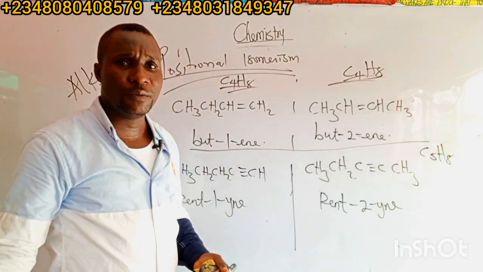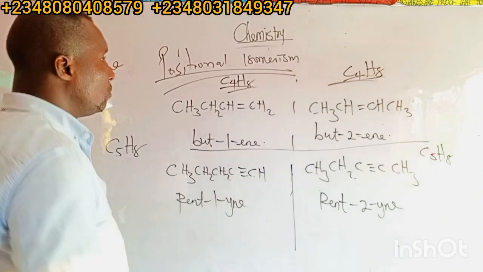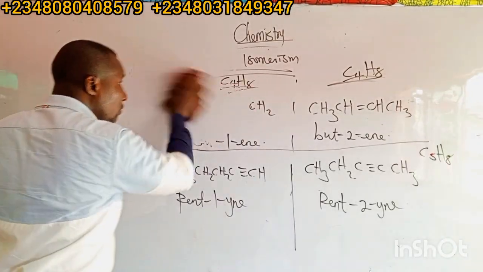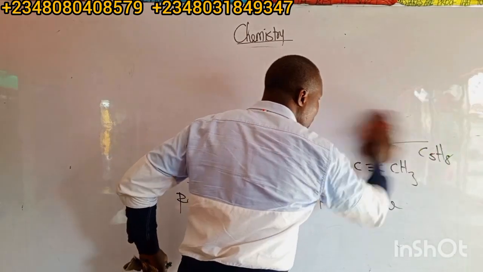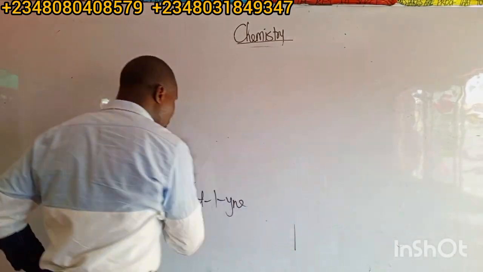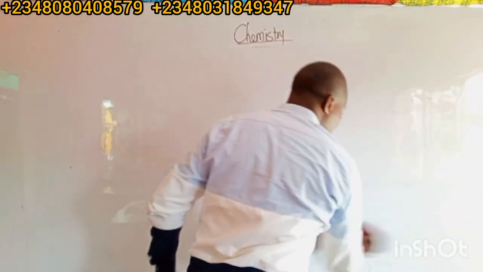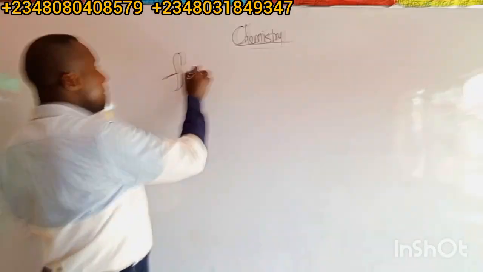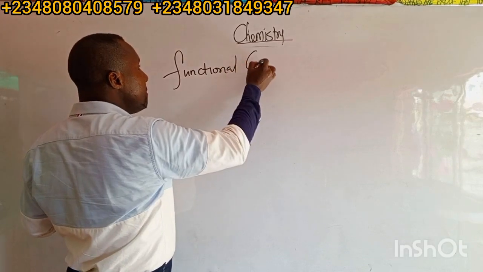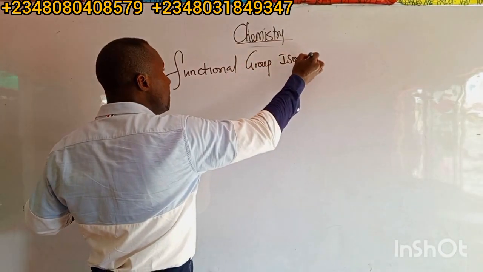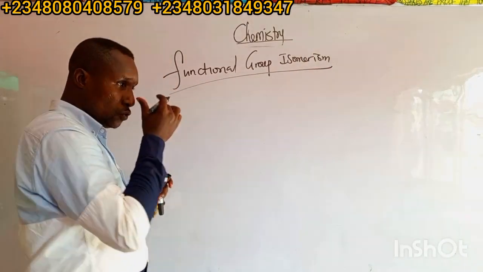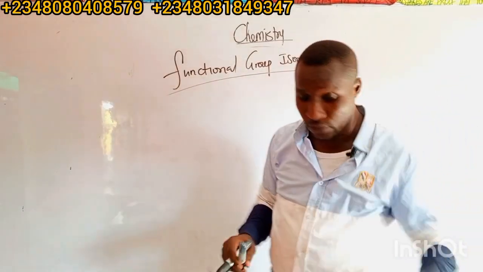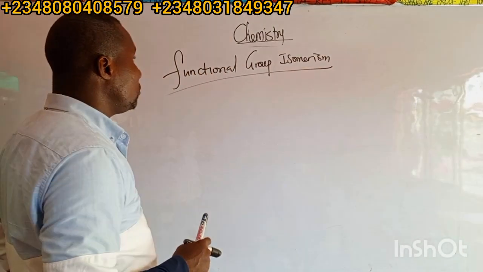Let us go to the third one. We shall be fast. The third one is functional group isomerism. This one, I want you to listen carefully, please. Functional group isomerism.